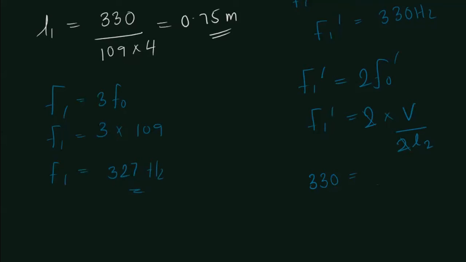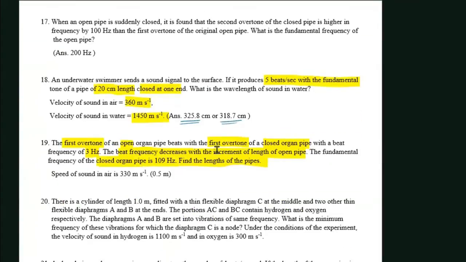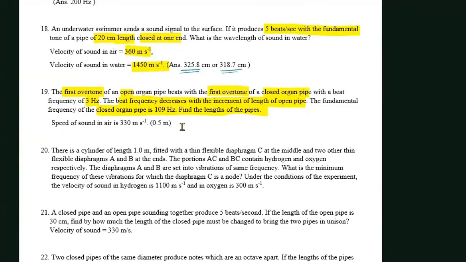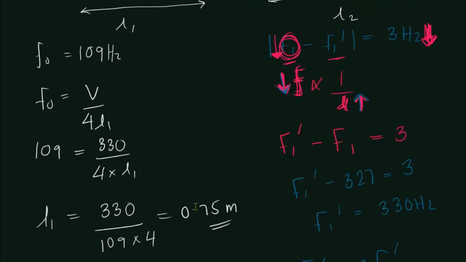V over L2. L2, V is 330, right? Over 330. This is 1 meter, something around 1 meter, right? So it's not 0.5, I guess. There might be some issue. It's like correct it as 1 meter should be the answer, right? So this is 0.75, this is 0.75, and this is 1 meter, right?